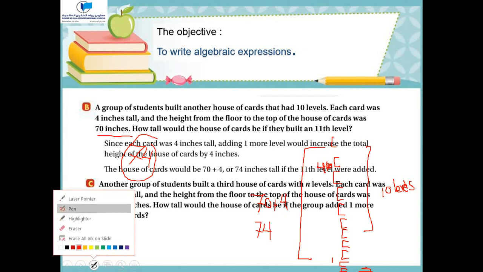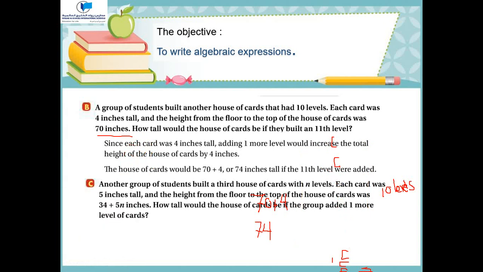Now, what about if we have another group of students? They built another house of cards, and this house of cards has n levels, you don't know this time how many levels, and each card was 5 inches. So each card was 5 inches, and the height from the floor to the top of the house was given by this expression. So 34 plus 5n.